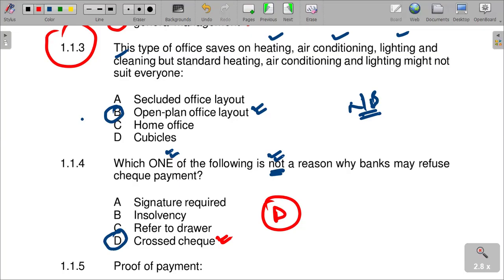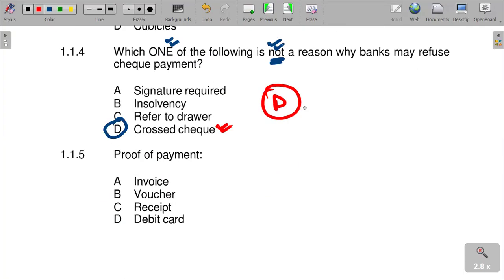And then number 5, proof of payment. Which one is a proof of payment? An invoice just shows the cost or the price of services or goods that a person is to receive. A voucher is just to collect goods. A receipt is actually a proof of payment. A receipt is given when a person has paid for goods.